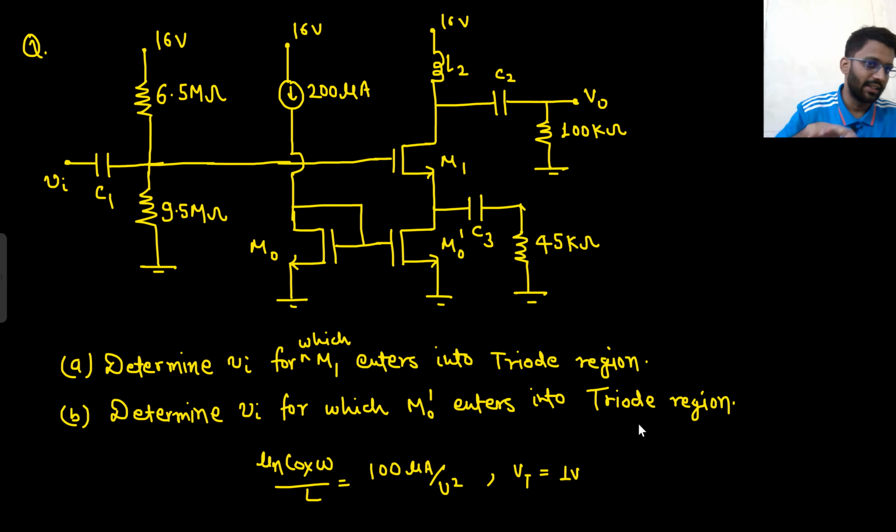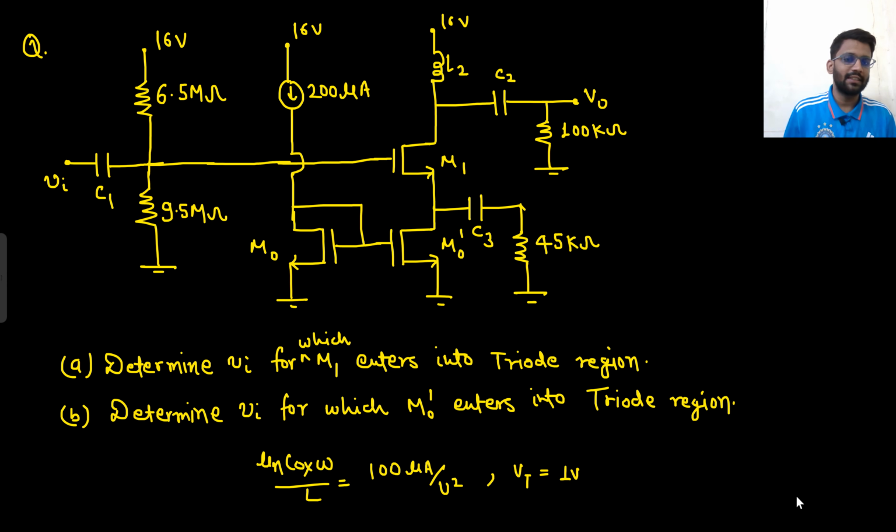First we have to consider in which region they are working. This time it is not given in which region they are working, so we will consider that they are working in saturation region. Then we will find the potential of each node, and based on that we will decide what will be the value of V in for which it will change its region.